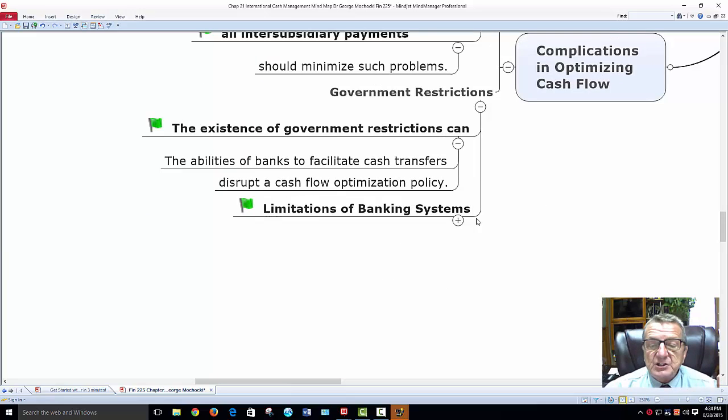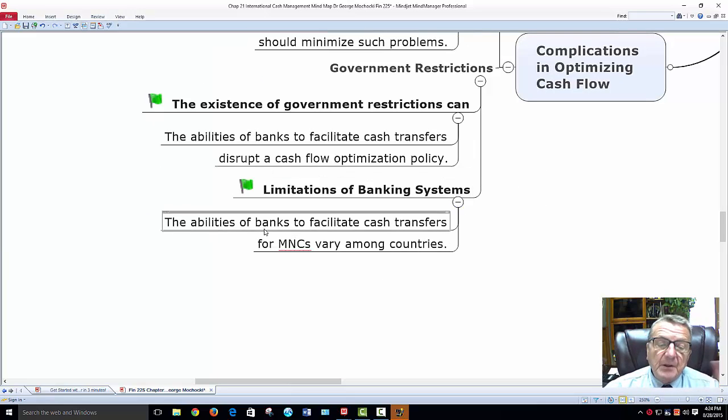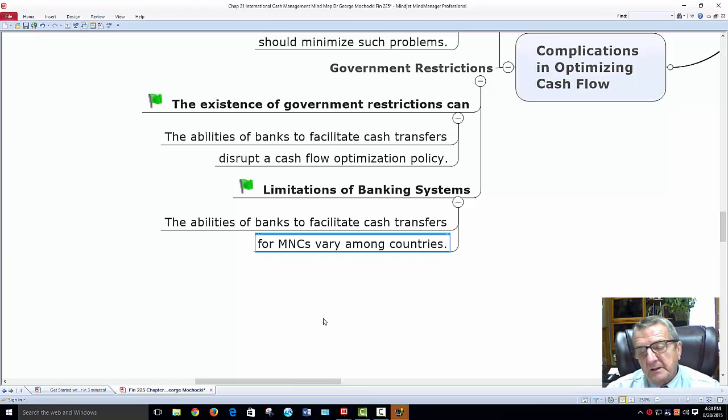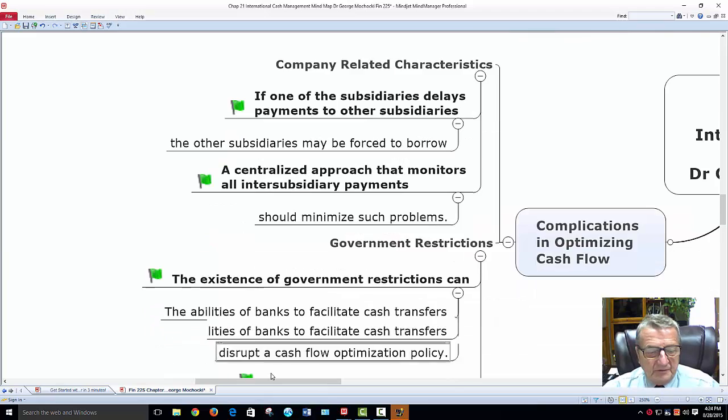Okay, limitation of a banking system. The ability of banks to facilitate cash transfer for MNCs may vary among countries. Some countries may have that relationship. So look at the U.S. When we're looking at money coming out of the central bank, it is the central bank out of New York. Even though all the other banks are there, most of those transfers, everything else comes out of the central bank, the district out of New York. Okay? All right, so we've got that.